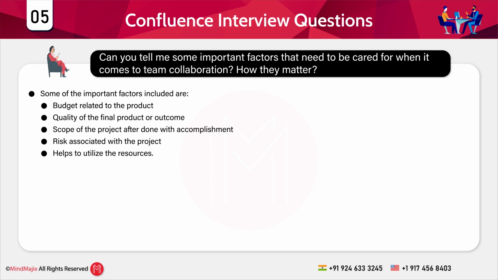So the Confluence tool is related to the budget of the product. The project or product budget has to be initialized there in Confluence. The quality of the final product or outcome should be stated clearly if we are dealing with a project. The risks associated with the project are clearly mentioned in the Confluence tool. So we can analyze the risk, whether it's medium, high, or XL or XXL. That's called t-shirt sizing. With the help of t-shirt sizing, we can estimate the amount of effort required and what the risks associated with it are. Then, helping utilize the resources.